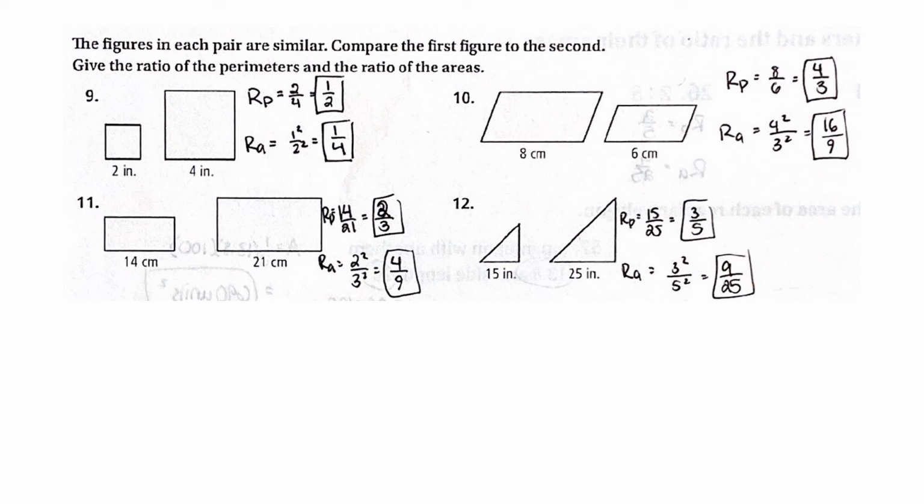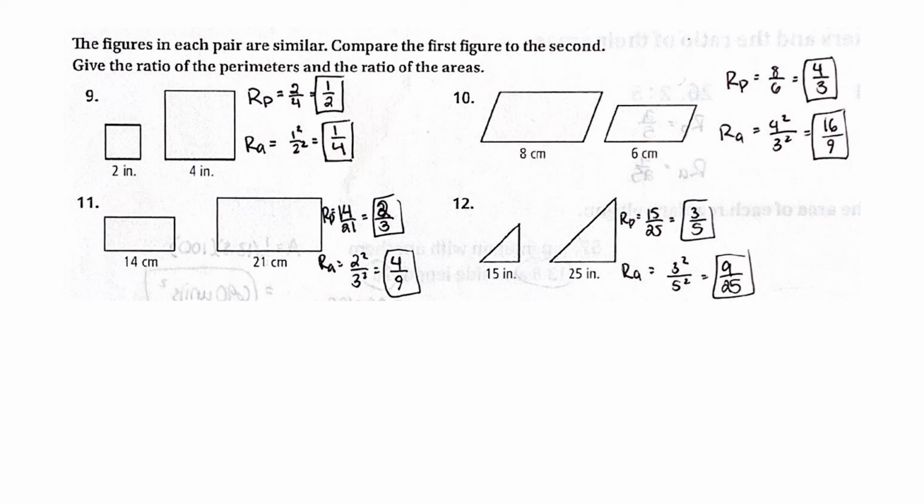On number 9, it asks us to compare the first figure to the second, and give the ratio of the perimeters and the ratio of the areas. So on number 9, to find the ratio of the perimeters, we're finding just the scale factor essentially. So 2/4, which simplifies to a half. Remember, we want to simplify those. And then to find the ratio of the areas, we just take our scale factor, or our perimeter ratio, and we square it. So 1 squared over 2 squared just turns into 1/4.